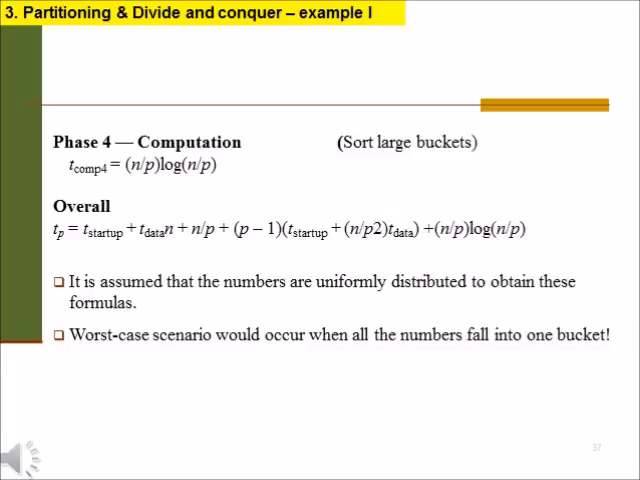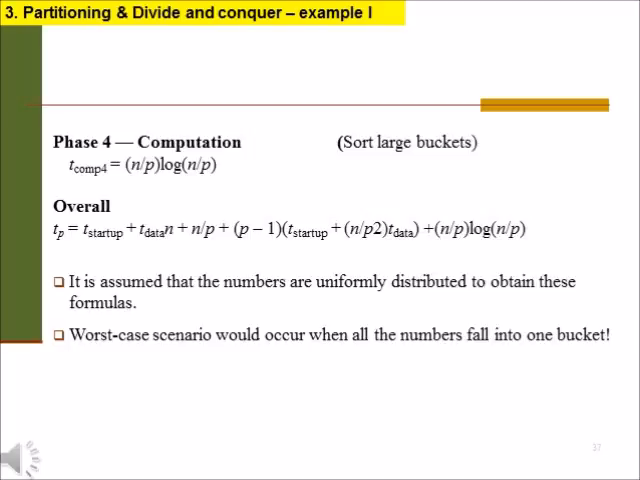So, in the final phase, the large buckets are sorted simultaneously. Each bucket contains about n/p numbers, hence the formula shown under the label phase 4. The overall execution time, including communication, is shown under the label overall. It is assumed that the numbers are uniformly distributed to obtain this result.